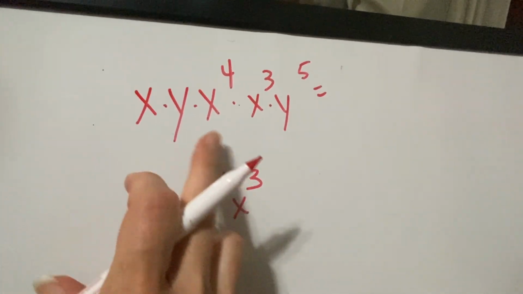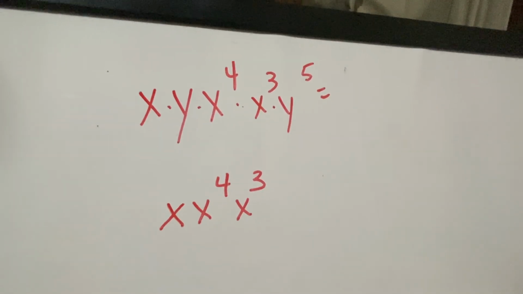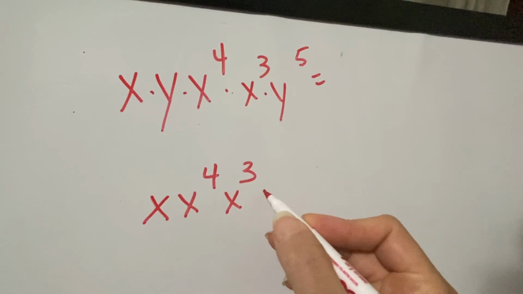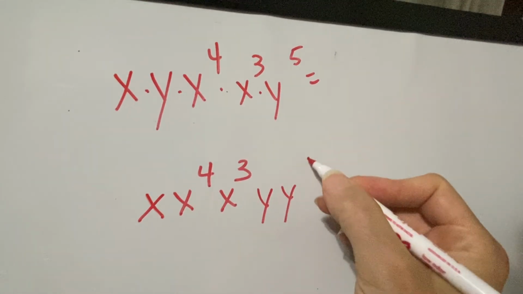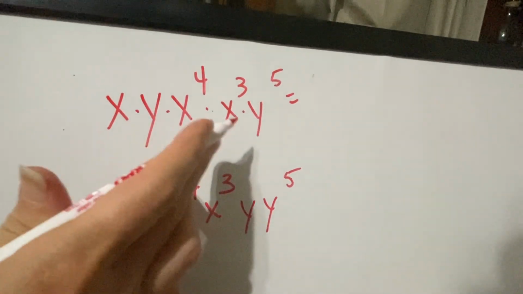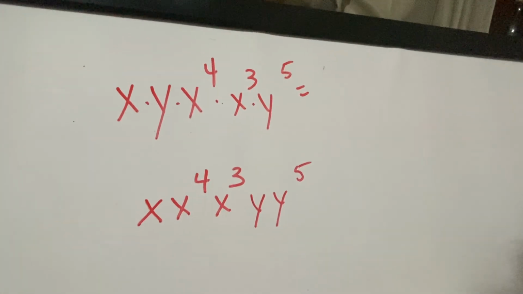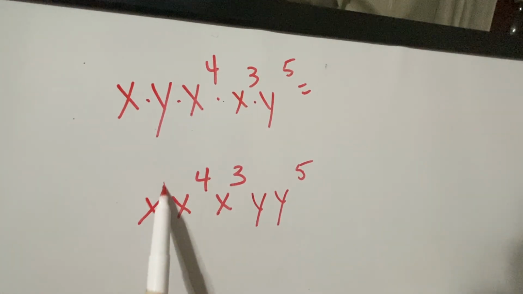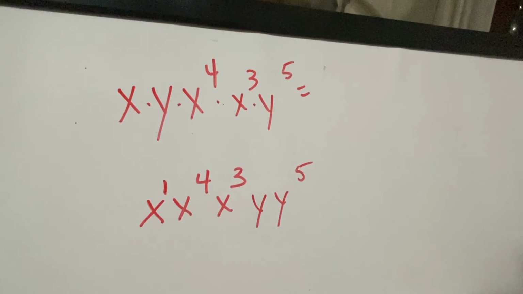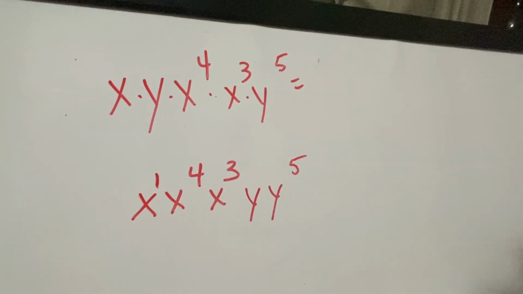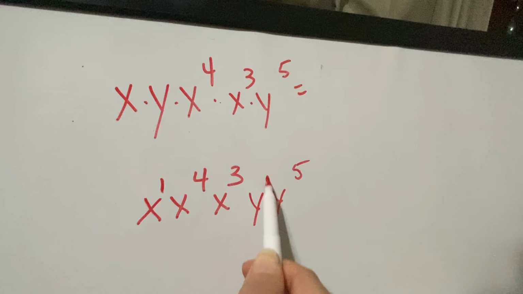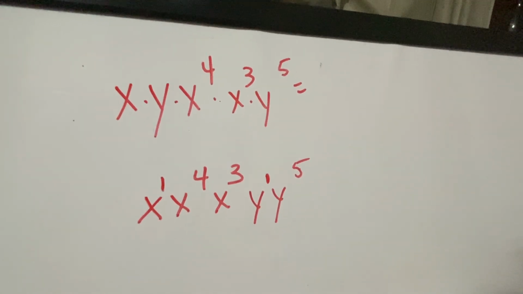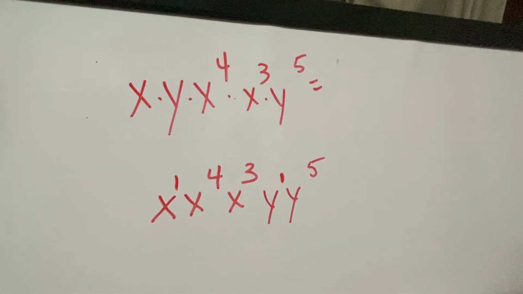So we have x, x to the fourth, x cubed. Now we bring down our y's: a y here and a y to the fifth over there. This x is raised to the first power, because remember, x to the first is actually x. So you can't pretend that that's a 0 there. It's not a 0, it's a 1.